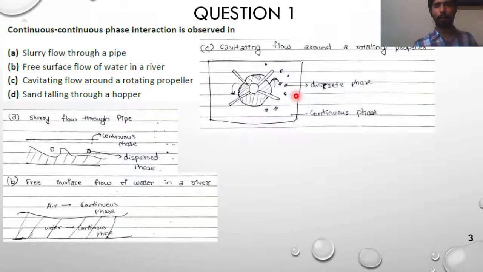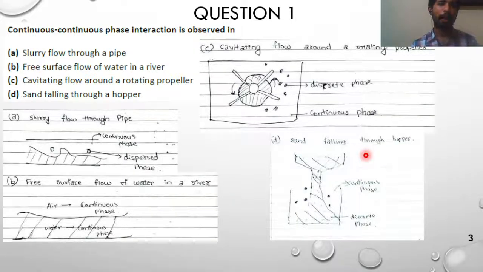Okay, it would not be accurate to say bubble. It would be more accurate to say droplets, I think. So it breaks into small water particles, which here I have indicated as a discrete phase. Okay, and then you have the air which is a continuous phase. So that is why again this is an example of discrete continuous phase, and it is not a continuous phase. So I think the next option is the sand falling through a hopper.